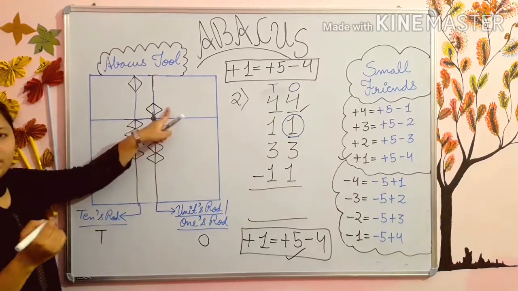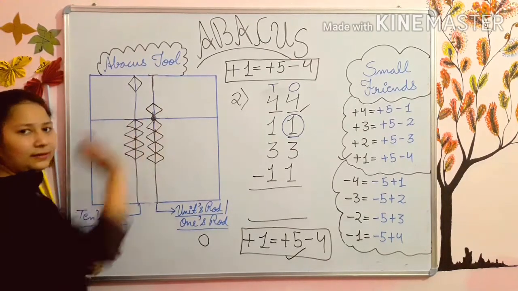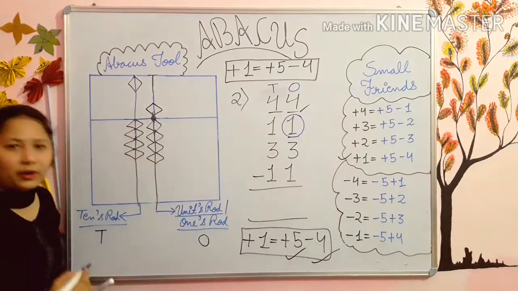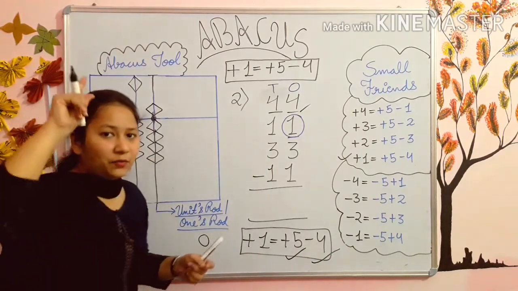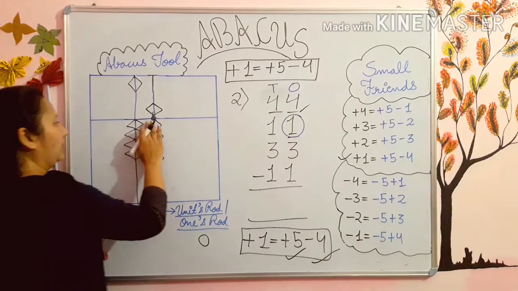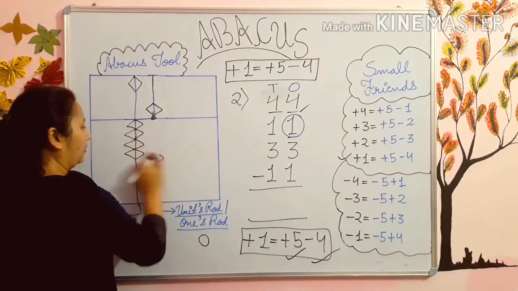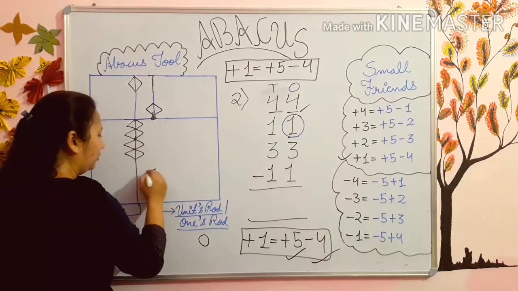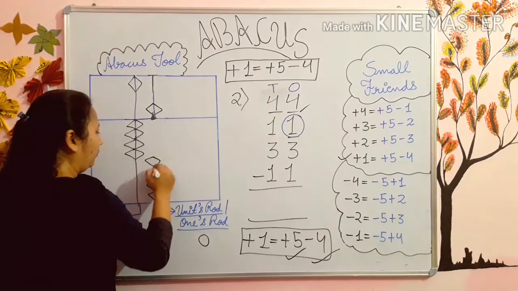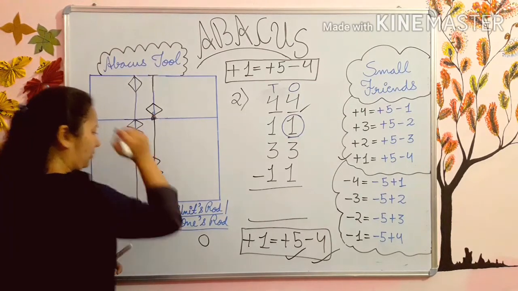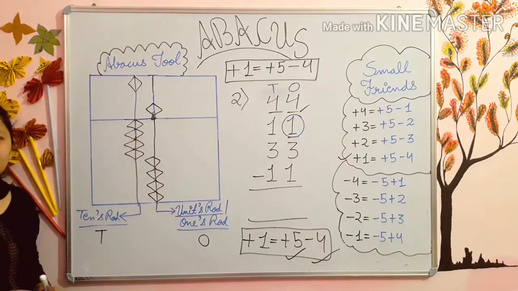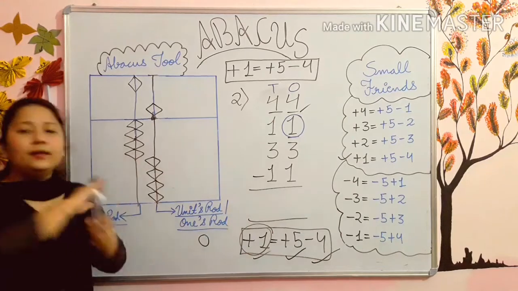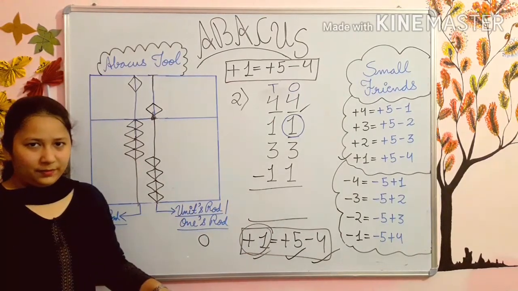Add 5. 5 I have added. Done. Now you have to do minus 4. Minus 4 means put the 4 beads down. 1, 2, 3, 4. Is it fine? Very nice. And your 1 is added. Nothing you have to do now.